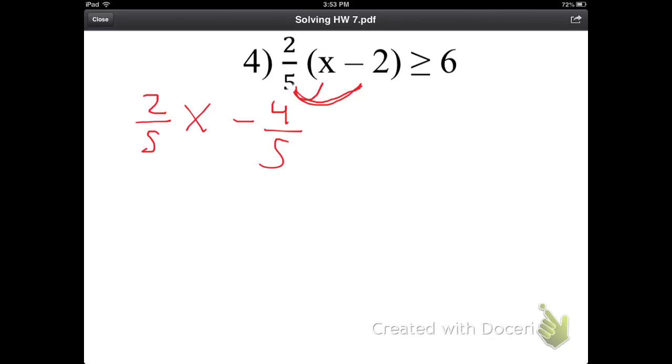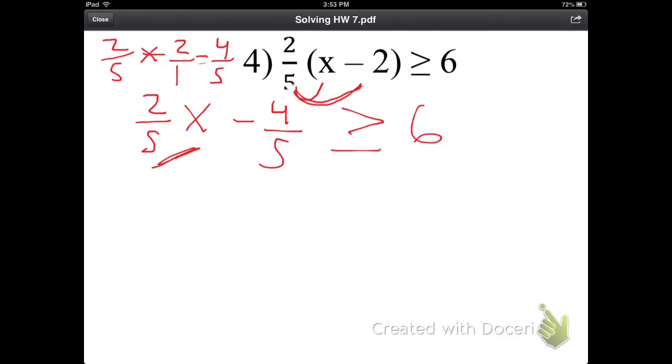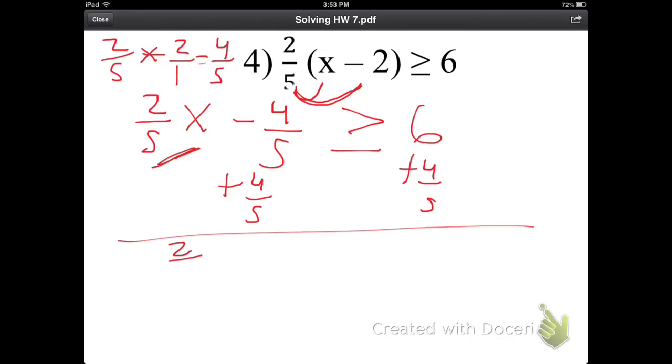When you multiply fractions, something like 2/5 times 2, well, you multiply across the top, and you multiply across the bottom. 2 is really 2 over 1. Multiply across the top, multiply across the bottom. Okay, so that's 4/5, and that's all greater than or equal to 6. Now I still want to get x by itself. Well, let's get rid of this 4/5 stuff by adding 4/5 to both sides. Add 4/5. On the left we have 2/5 x is greater than or equal to.